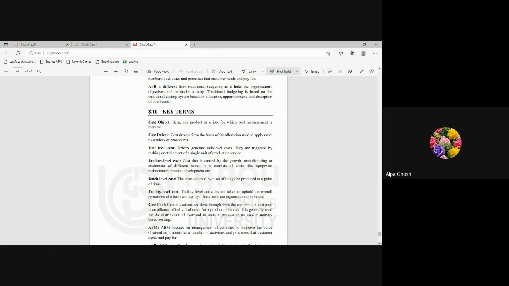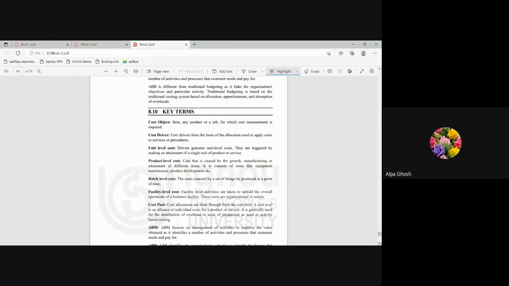Next, it is cost driver. Cost drivers form the basis of the allocation used to apply cost to services or procedures. Like if you say, today I have read a book, what will be the cost driver for that? Either you can say in how many hours you have read the book, or you can also say how many pages you have read in the book. So the number of pages or the number of hours on the basis of which you can identify your cost, that is your cost driver.